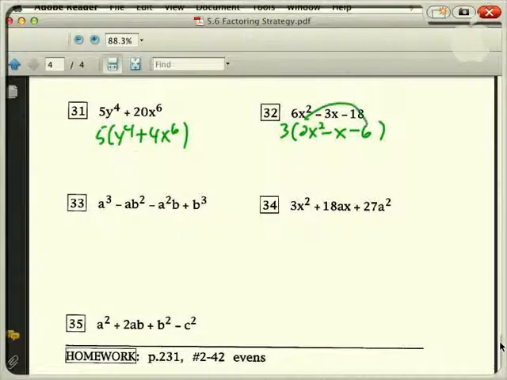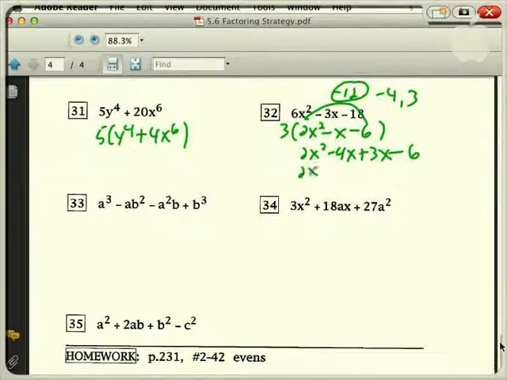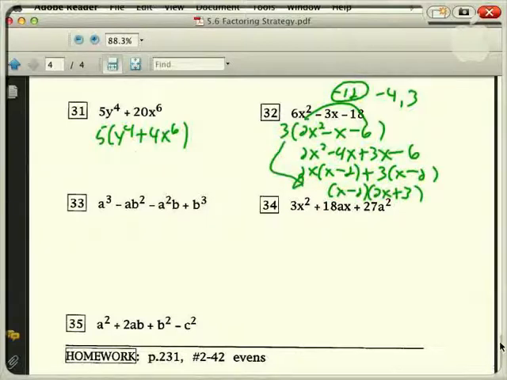And then we got to play that game. Multiply those two numbers. Two numbers that work are minus 4 and 3. So 2x squared minus 4x plus 3x minus 6. Pull a 2x out of the first two. Pull a 3 out of the last two. And then you can pull out x minus 2. And don't forget that 3.